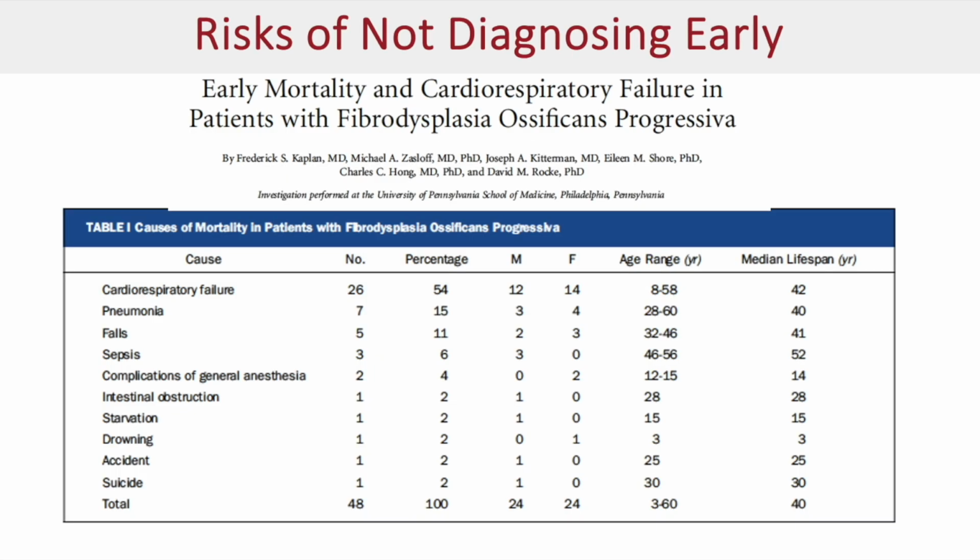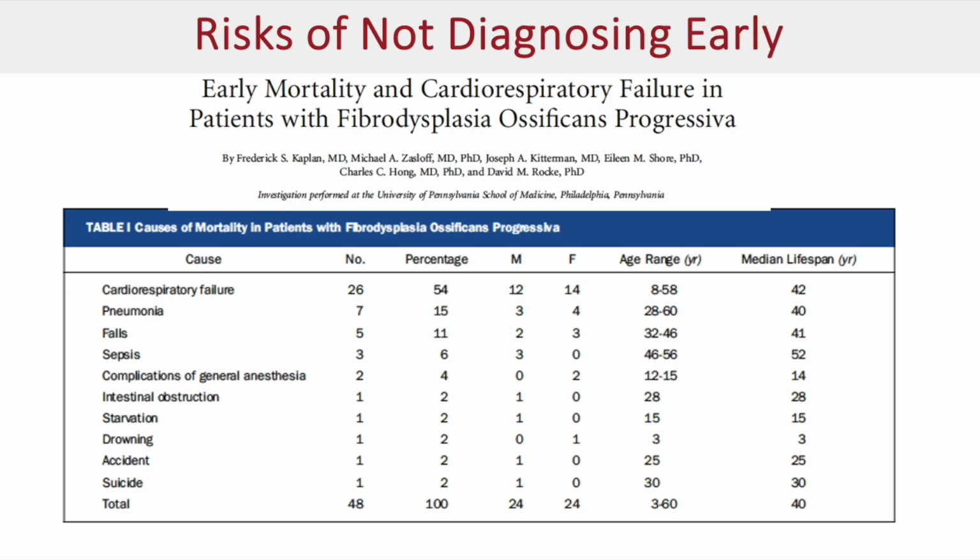Most people, the mortality from FOP is mostly related to the cardiorespiratory problems that develop, that we've spoken about, the restriction of the chest wall leading to pulmonary insufficiency and pulmonary hypertension. But falls and a range of other complications are obviously also important.